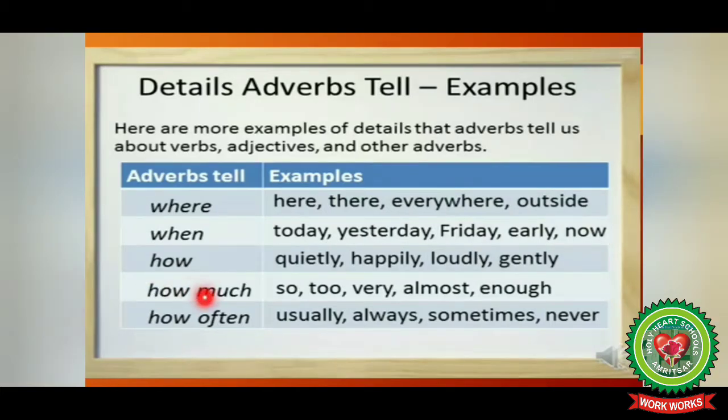Next is how much. The adverbs so, too, very, almost, and enough are all examples of adverbs that tell how much or how the action has been done. Next is how often. Usually, always, sometimes, and never are all adverbs that tell us how often something occurs.